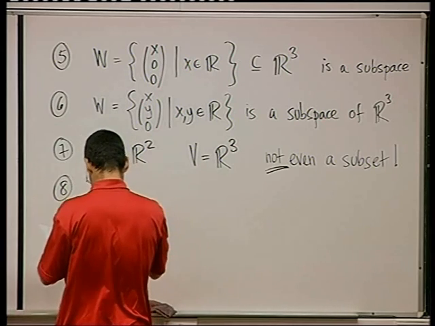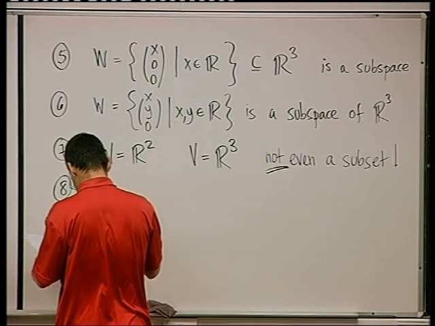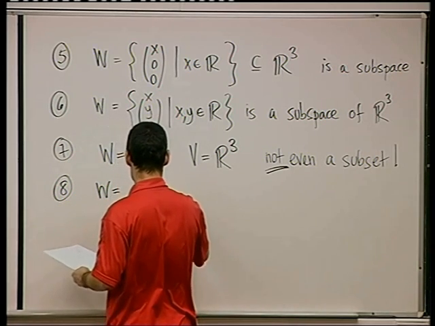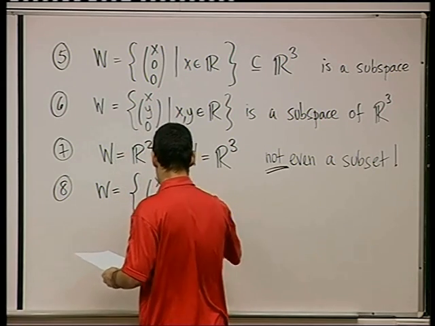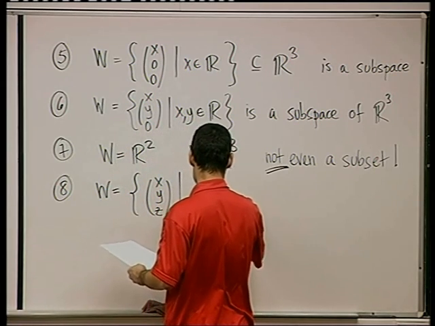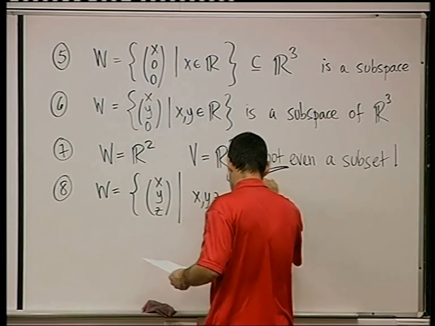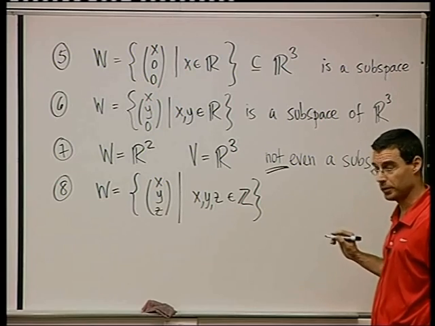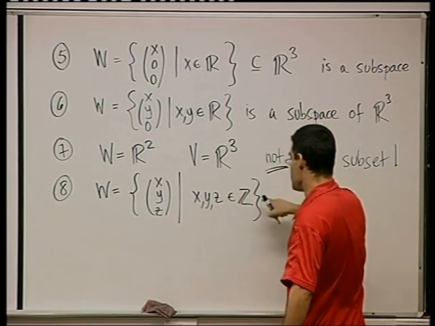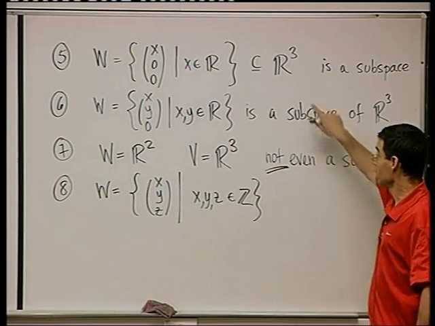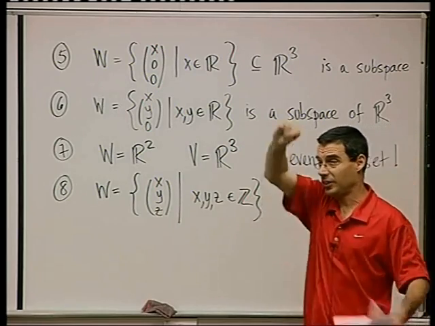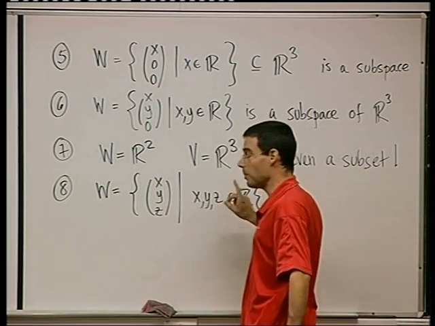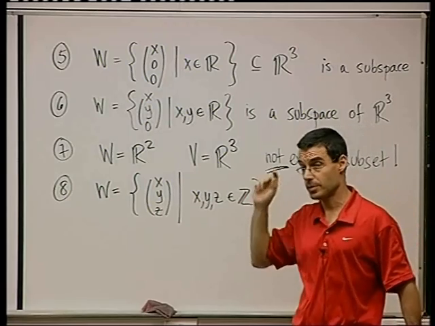Example 8. Let's look at W, which is going to be all the vectors x, y, z, where x, y, and z are integers. Not real numbers, but only the integers. All the entries have to be whole numbers. Is it a subspace of R3, of three-dimensional space? It's a lattice. It's all the points that have integer entries. Okay? Is it a subspace?